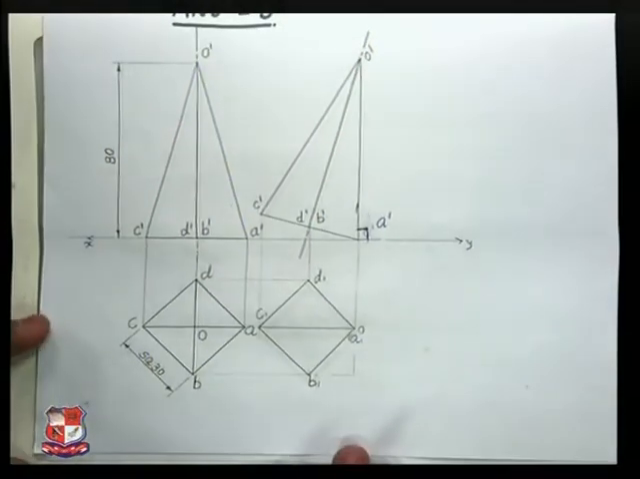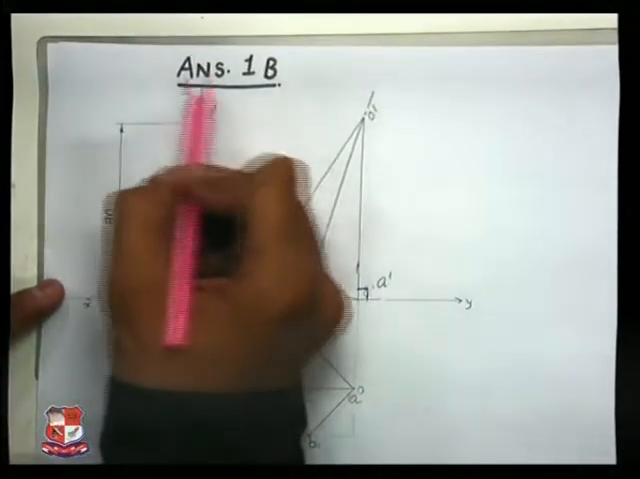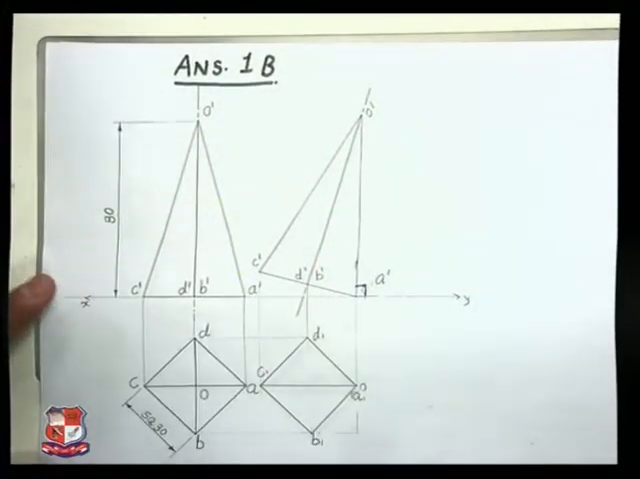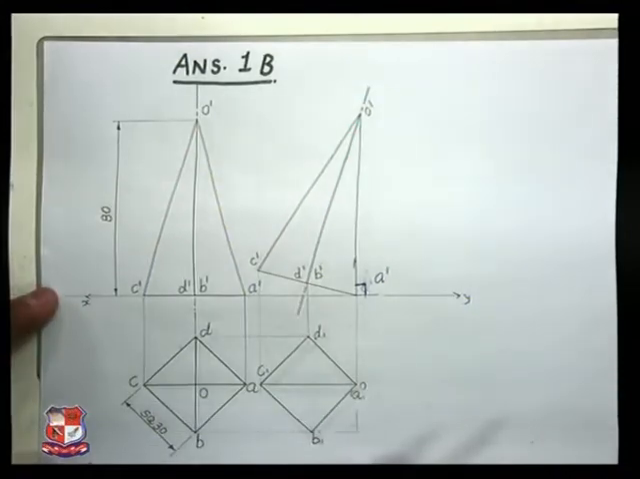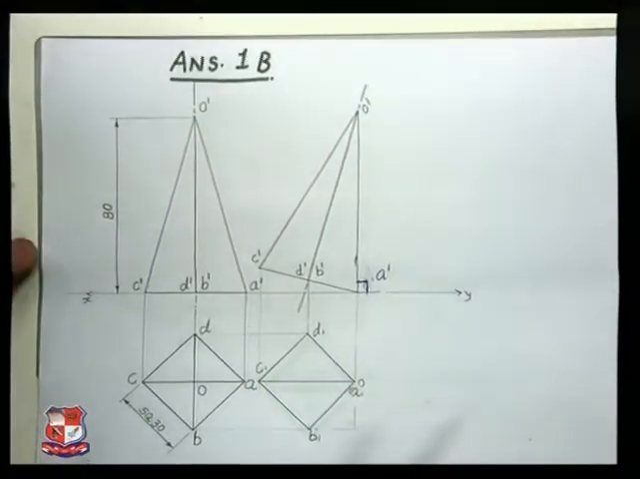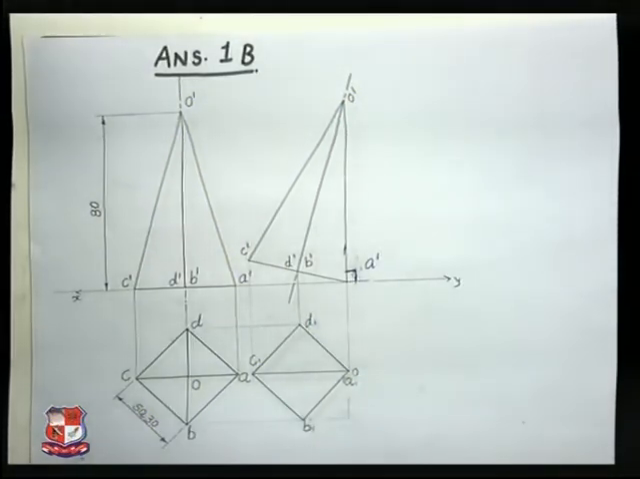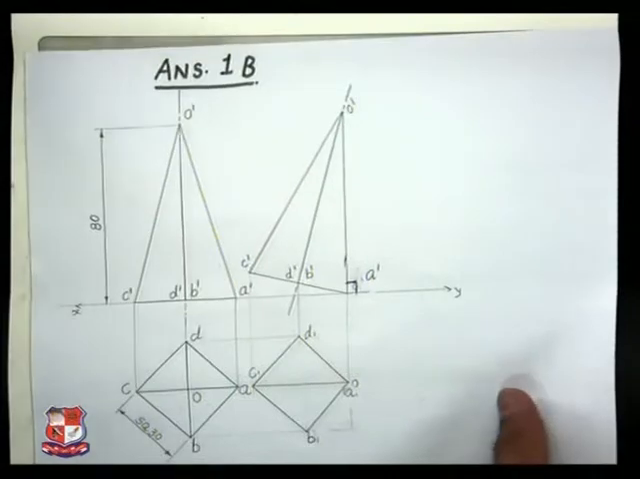If you draw like this, it would be difficult for the examiner to give single marks. You write like this, answer number 1B, and with better clarity. And here scale 1 is to 1 is maintained, so no need to mention that. If the scale is changed, you have to write over here scale 1 is to 2 or 2 is to 1, whatever scale is employed there.